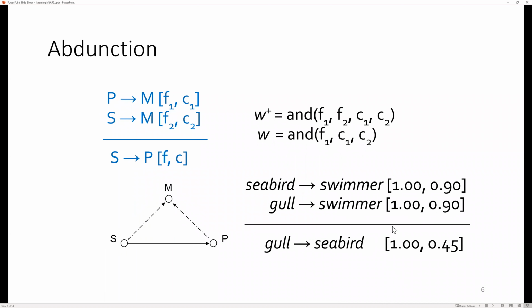And symmetrically, we have an abductive rule, or abduction rule, where the common term is the common predicate of the two premises. Again, you can get a hypothesis supported to a certain degree.